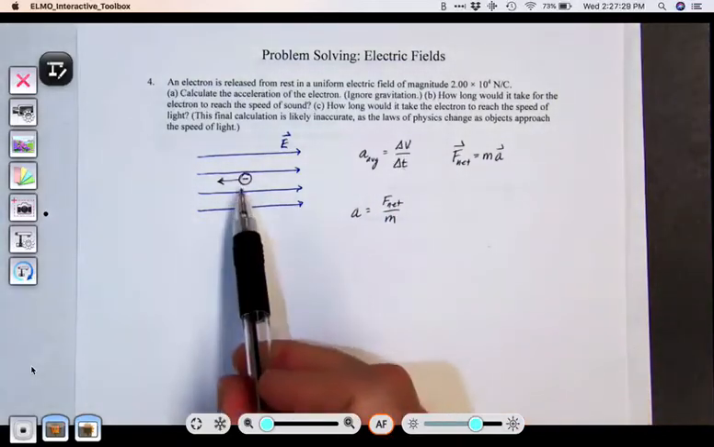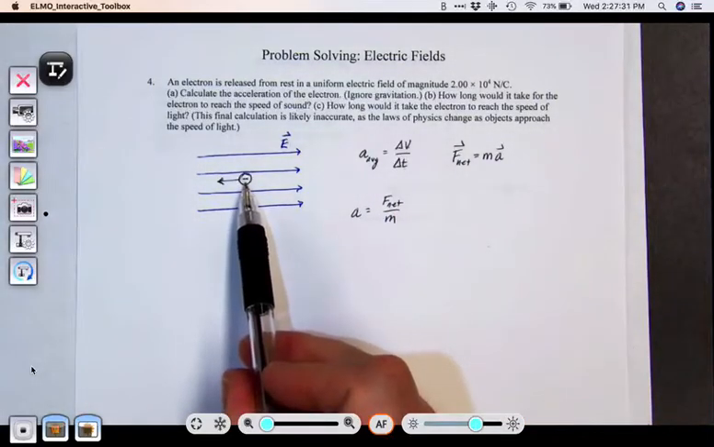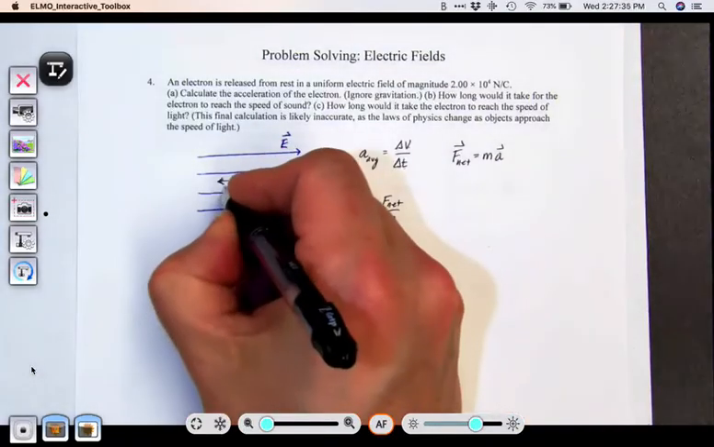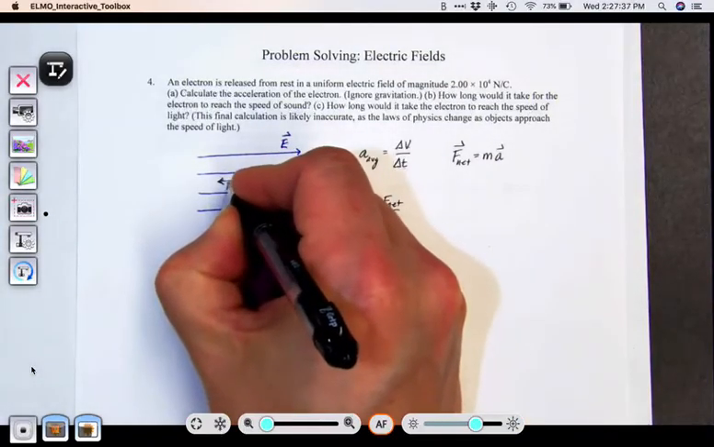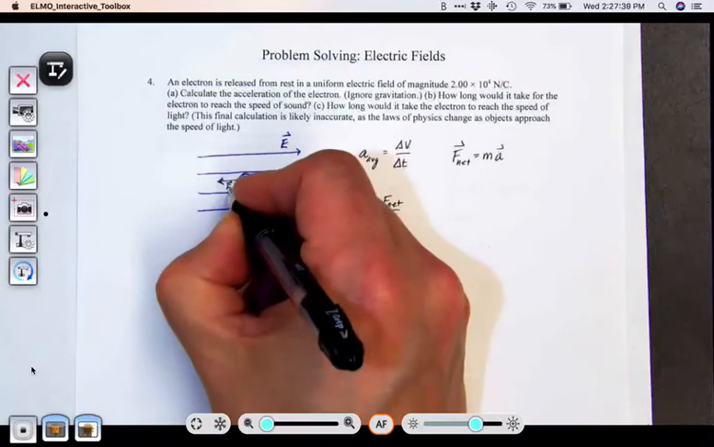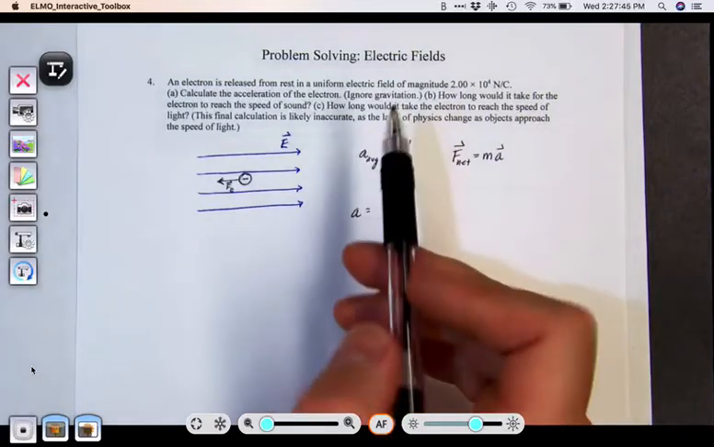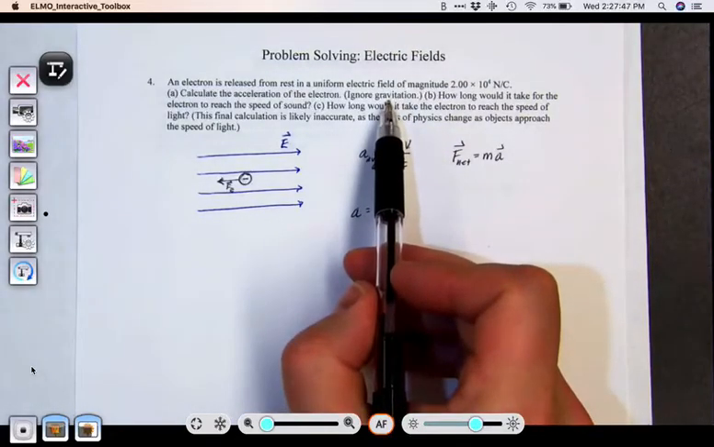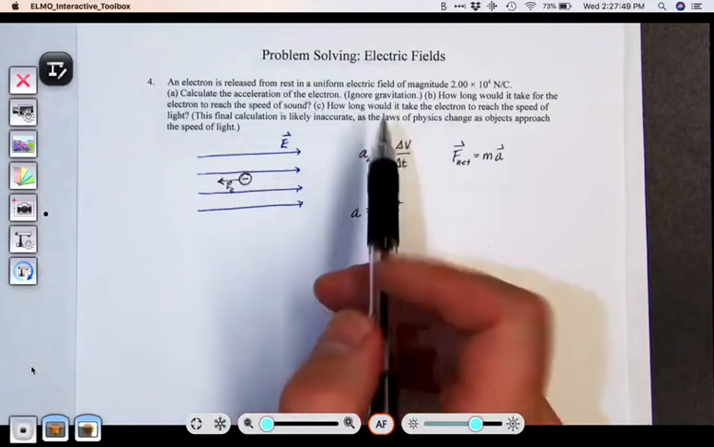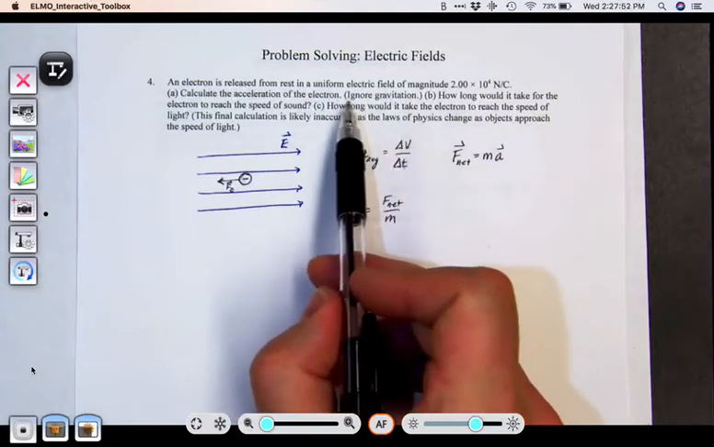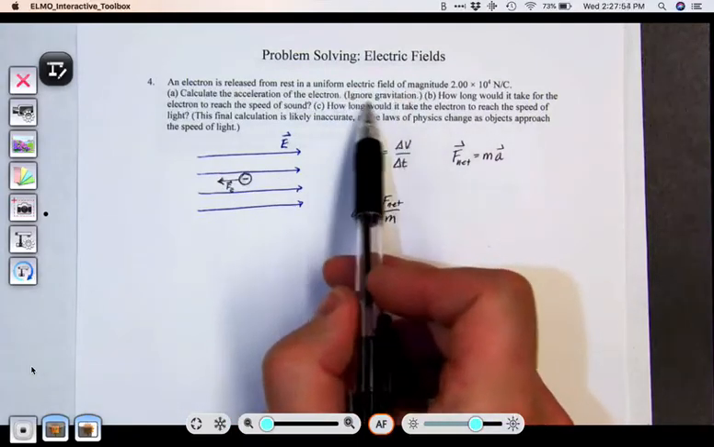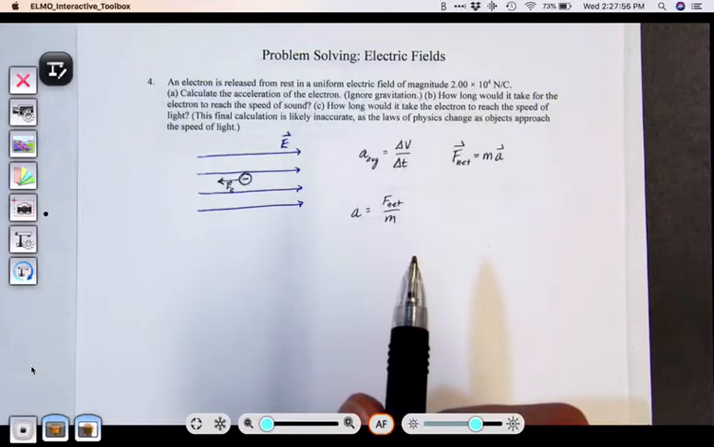Well, what kind of forces are exerting influence on this negative charge? There's a force from the electric field, so we could label this arrow as a force from the electric field. It's, again, to the left, opposite to the direction of the electric field because the particle is negative. The problem tells us to ignore gravitation, so we don't have any gravitational force here. That's pretty common when you're doing particle physics. These end up being really, really tiny forces.